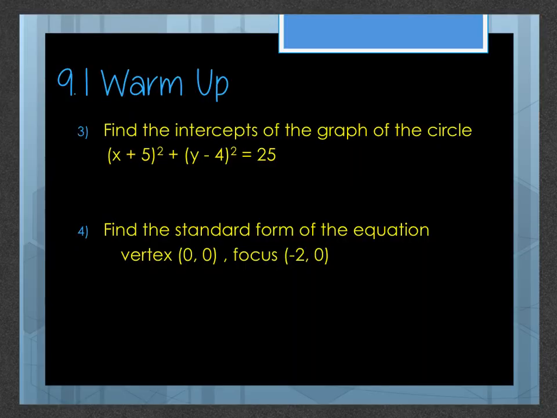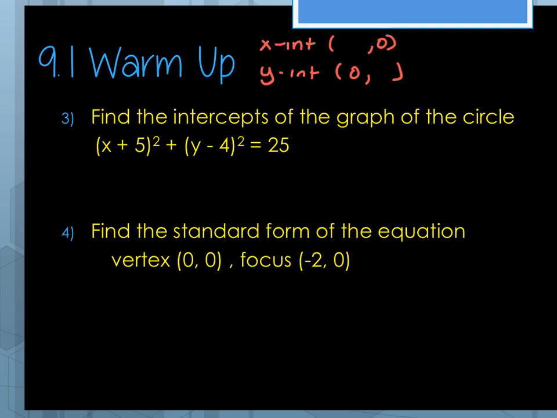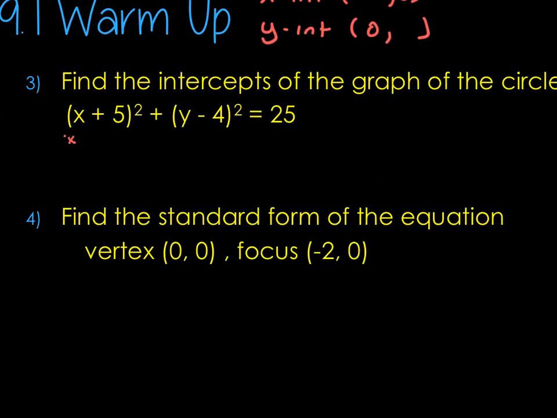Number 3 says find the intercepts of the graph of the circle. So remember intercepts, x-intercepts, we plug 0 in for y. Y-intercepts, we plug 0 in for x. So if I want to find the x-intercepts here, I'm going to say x plus 5 squared plus 0 minus 4 squared equals 25.